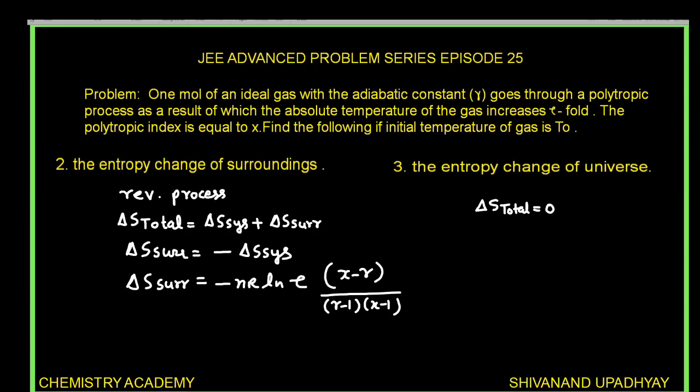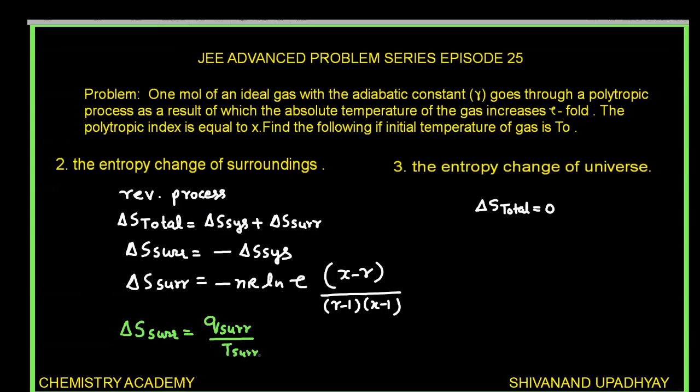You can also calculate by another method. You can say that the entropy change of the surrounding is equal to Q surrounding upon the temperature of the surrounding, and by this method also you can calculate the entropy change. But for that you have to first calculate the heat energy exchanged by the system, and the heat energy exchanged by the system is minus times the heat energy of the surrounding.